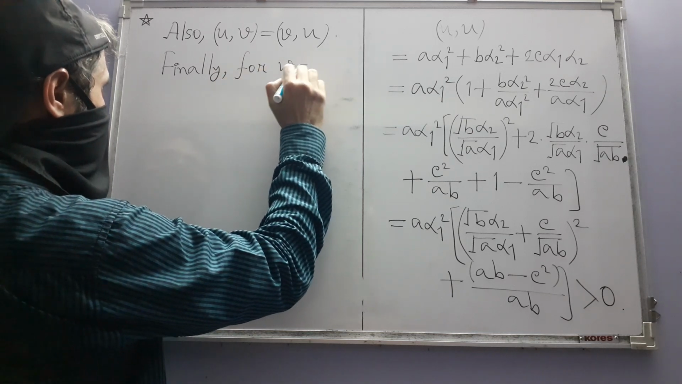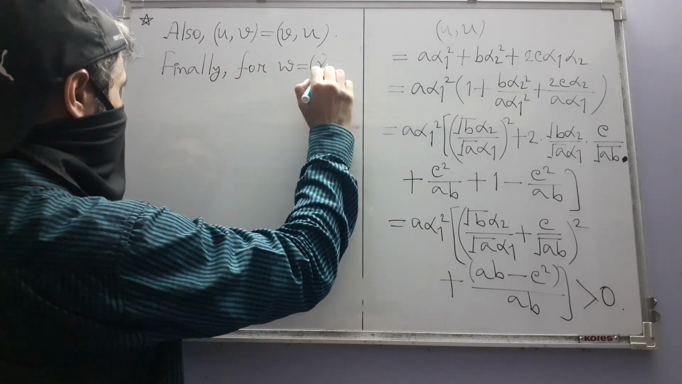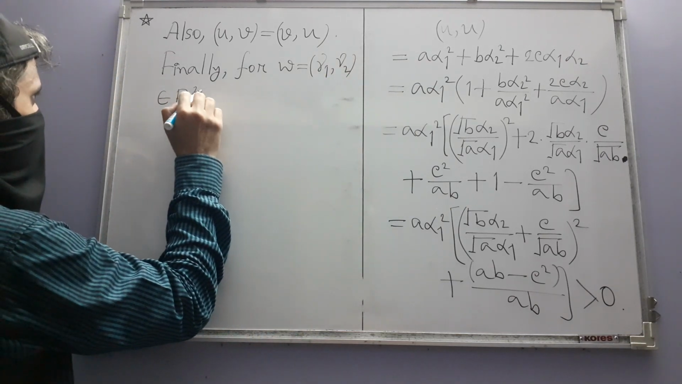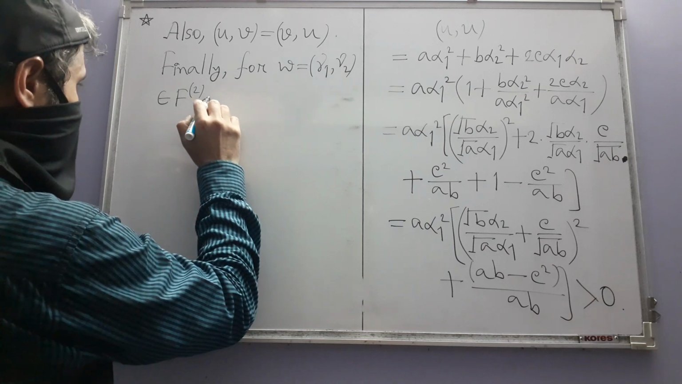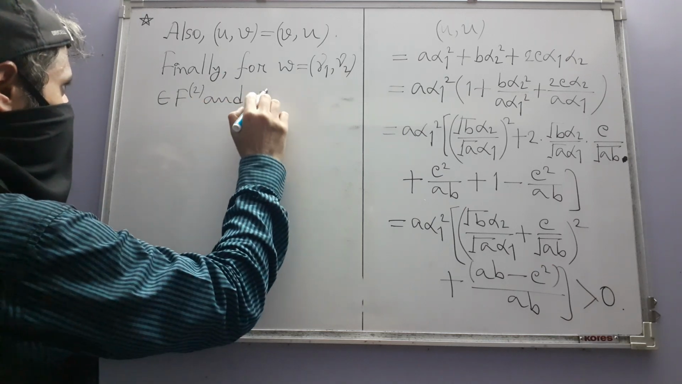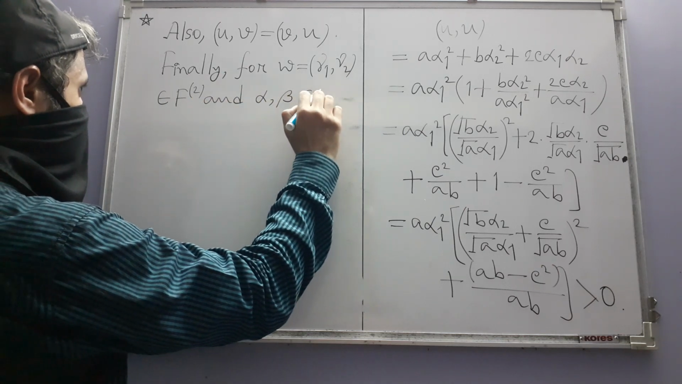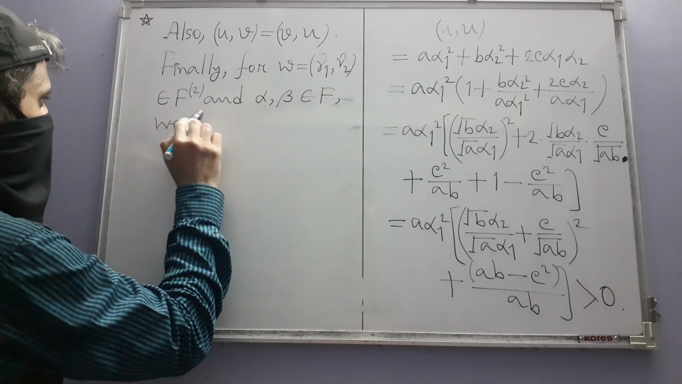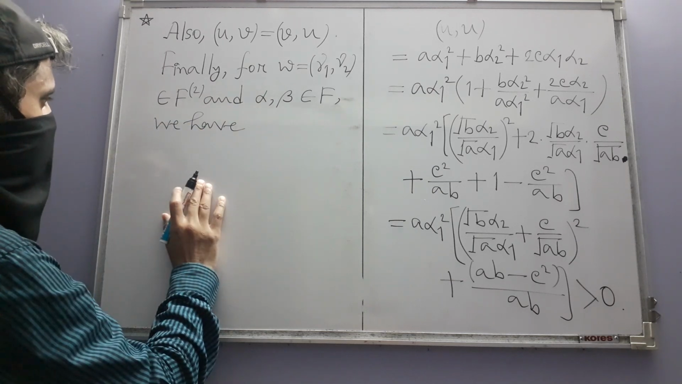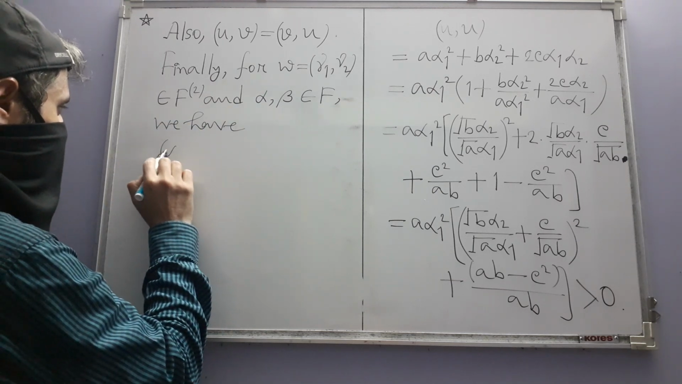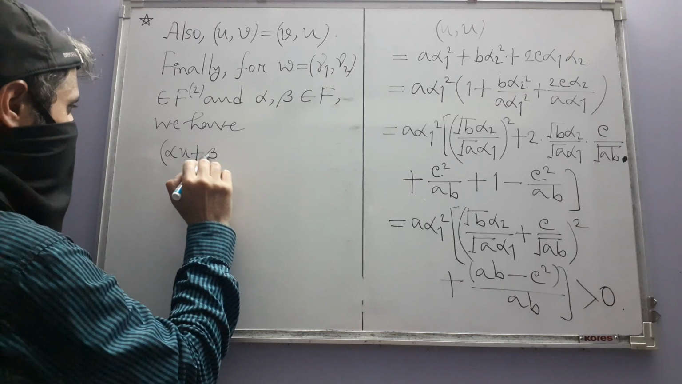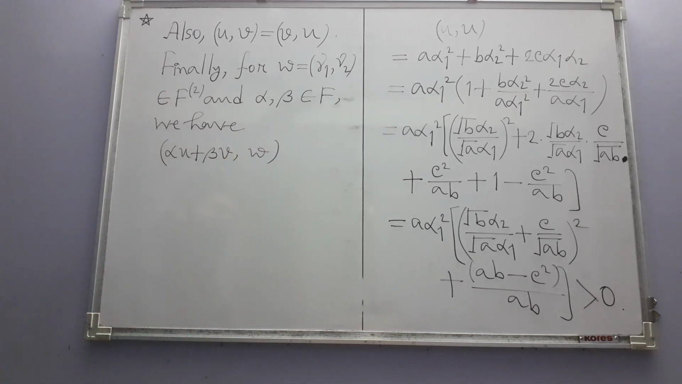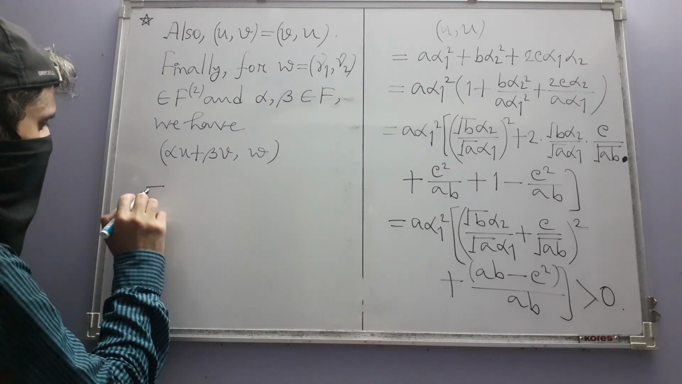let's consider another vector gamma 1 comma gamma 2 in F2, and we would need to scale ourselves. So alpha and beta in F, we have, what is it that we are going to calculate? Alpha u plus beta v and w, the inner product of these two things.